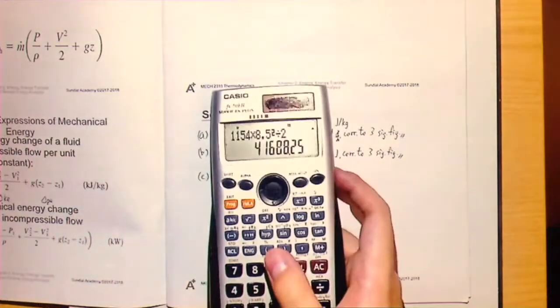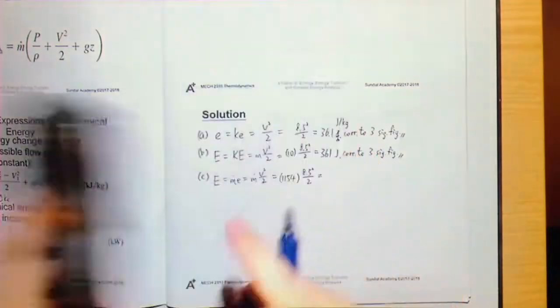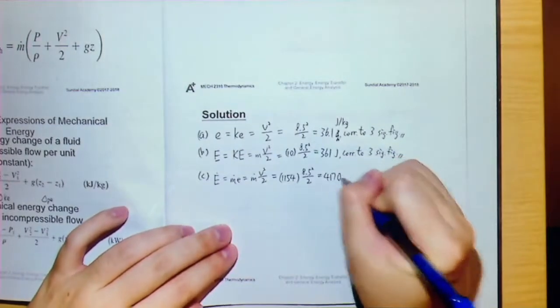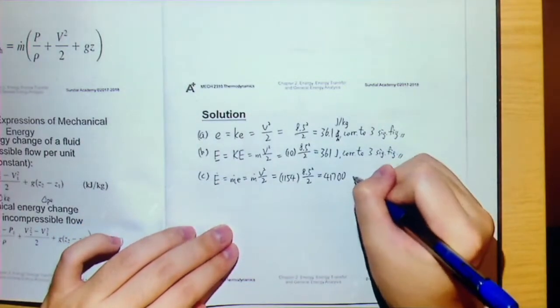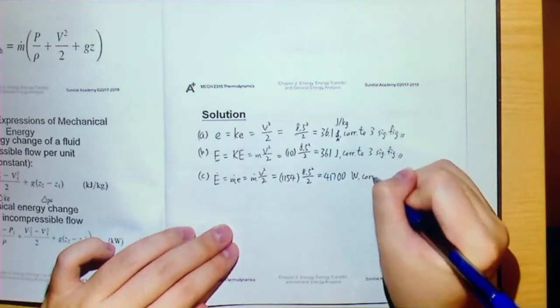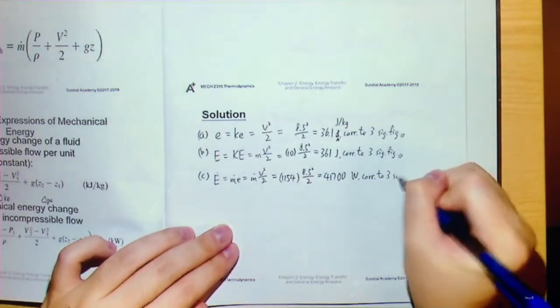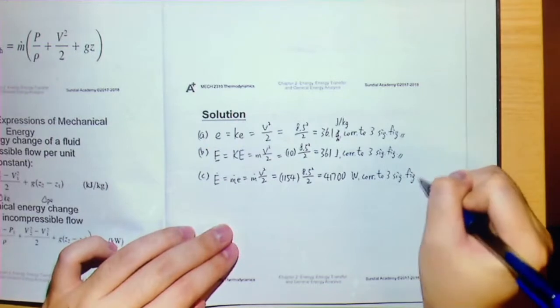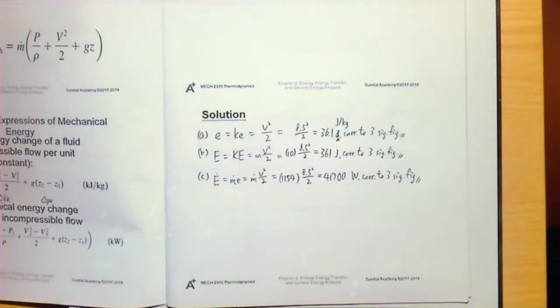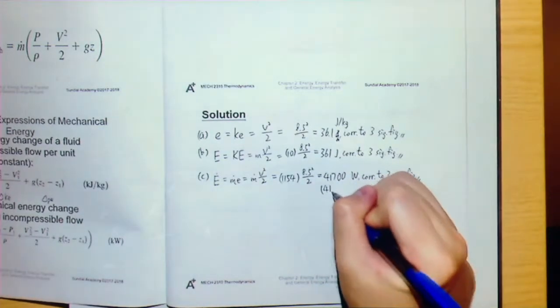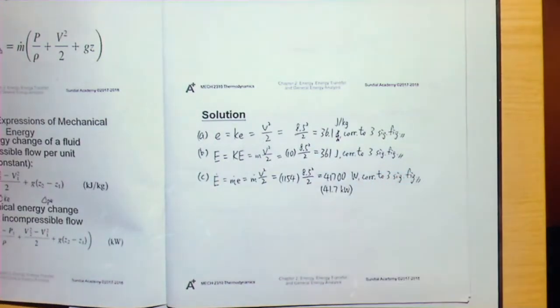So that will be 4168.25. So we will have 41700 joules per second, correct to 3 significant figures. Or you can also write this in terms of kilowatts, to avoid writing so many zeros. You can write it as 41.7 kilowatts. So that is also acceptable, depending on your preference. So that will be example 1.